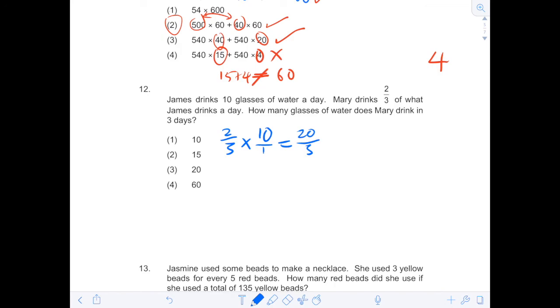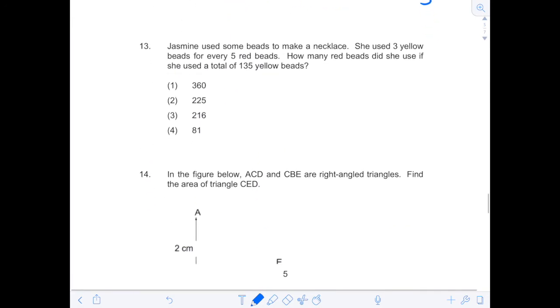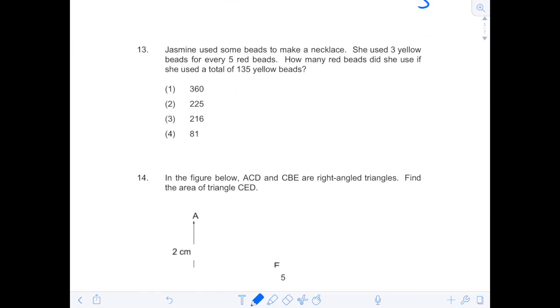Okay, so the next part is how much did she drink in 3 days. So you just have to take the amount that she drank, number of glasses is 20/3. You multiply it by 3 days. Then you might want to put it over 1 again. You cancel off, you get 20. So she drank 20 glasses. Number 3. Question 13. Jasmine used some beads to make a necklace.